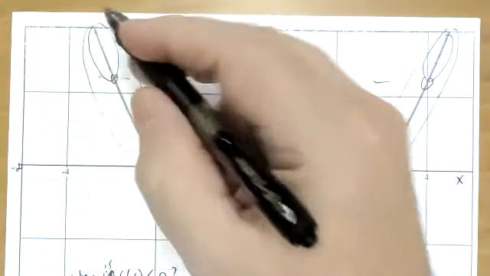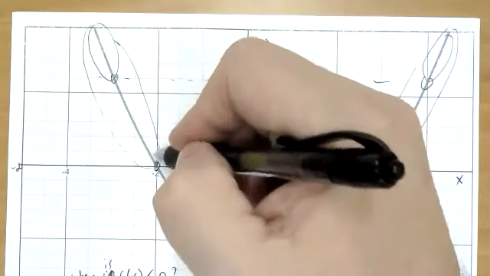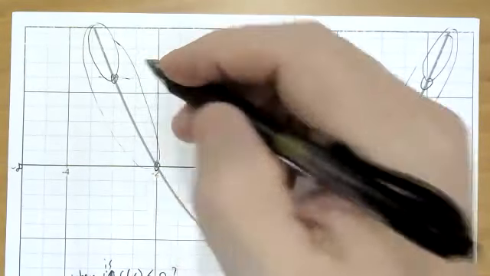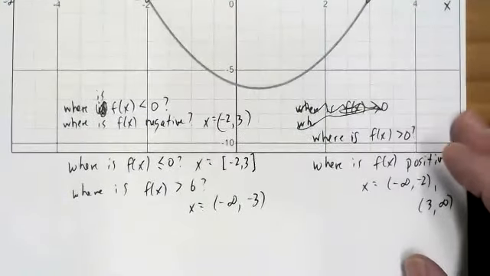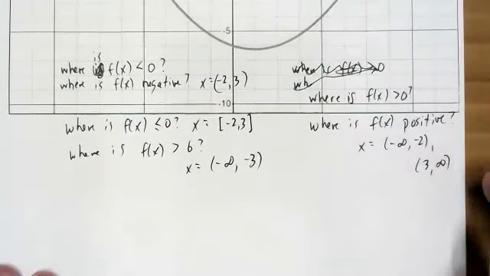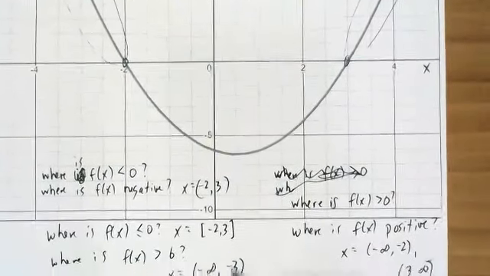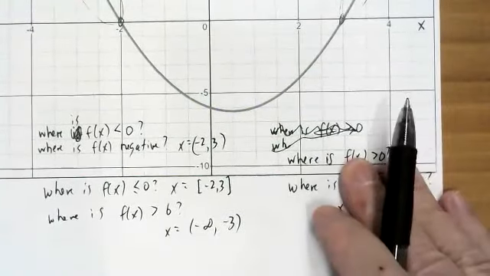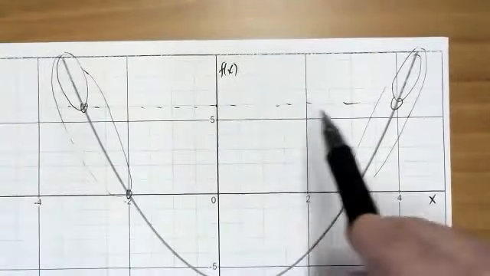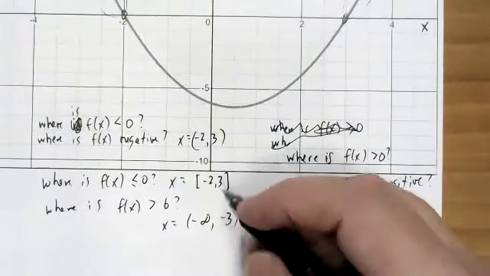So for this one, I would say it starts at negative infinity and goes until, looks like, negative 3 with a parenthesis. Sorry. Where's my answer at? Oh, right here, sorry. Where's f of x greater than 6? Negative infinity to negative 3. And now this part up here starts at 4 and it goes to infinity.